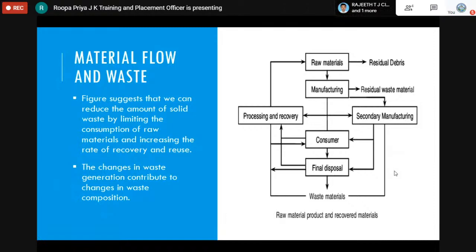and the final disposal. So this figure suggests that we can reduce the amount of solid waste by limiting the consumption of the raw materials and also by increasing the rate of recovery and reuse. The changes in waste generation contribute to the changes in waste composition.